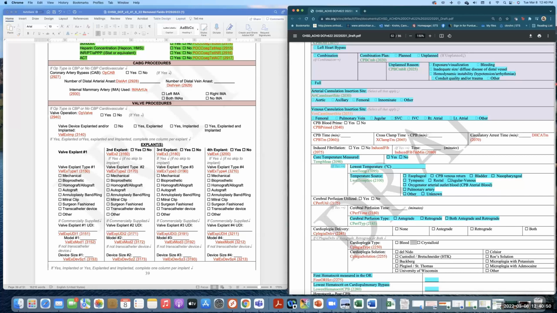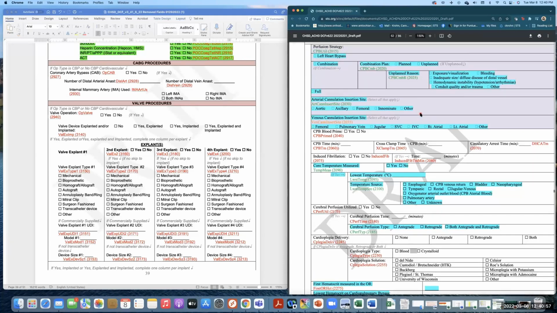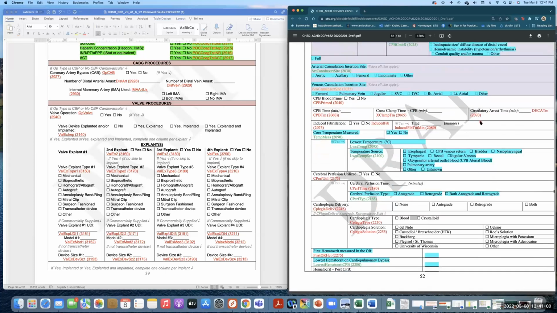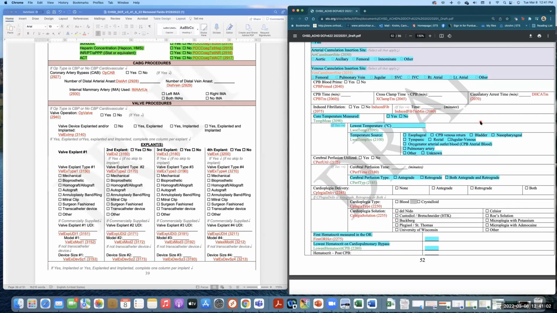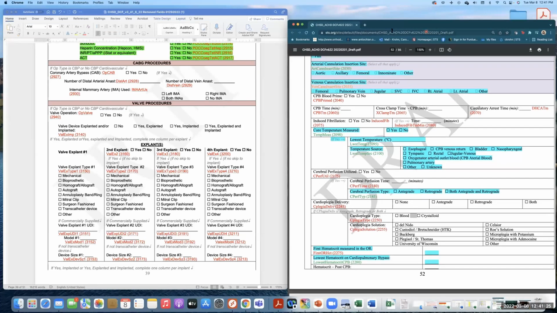Wouldn't the perfusion temp come from the perfusion report, because the anesthesia section also asks for the lowest temp? Not necessarily. Again, we've asked you to pick a site, a consistent site, and to try to pick a site that is a core temperature or more accurate core temperature. Like I said, CPB venous return is not very accurate as far as core temperature goes. It is a choice there, though. If you're using your oxygenator arterial outflow from your CPB, that's a very accurate method.